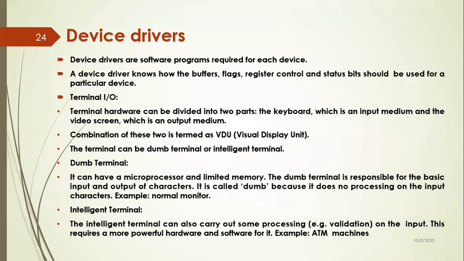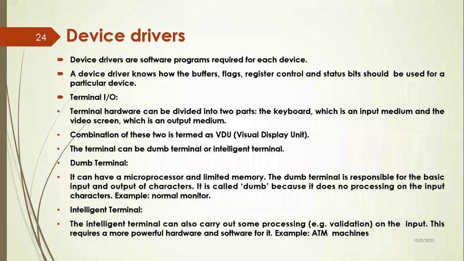Dumb terminal means it can have the memory. Okay, means it is only for the storage purpose. No processing will be applied through that terminal. Okay, for example, keyboard is there, we are just going to enter the data, no processing is there. And intelligent terminal, processing will be applied, it is going to storage as well as for the processing.